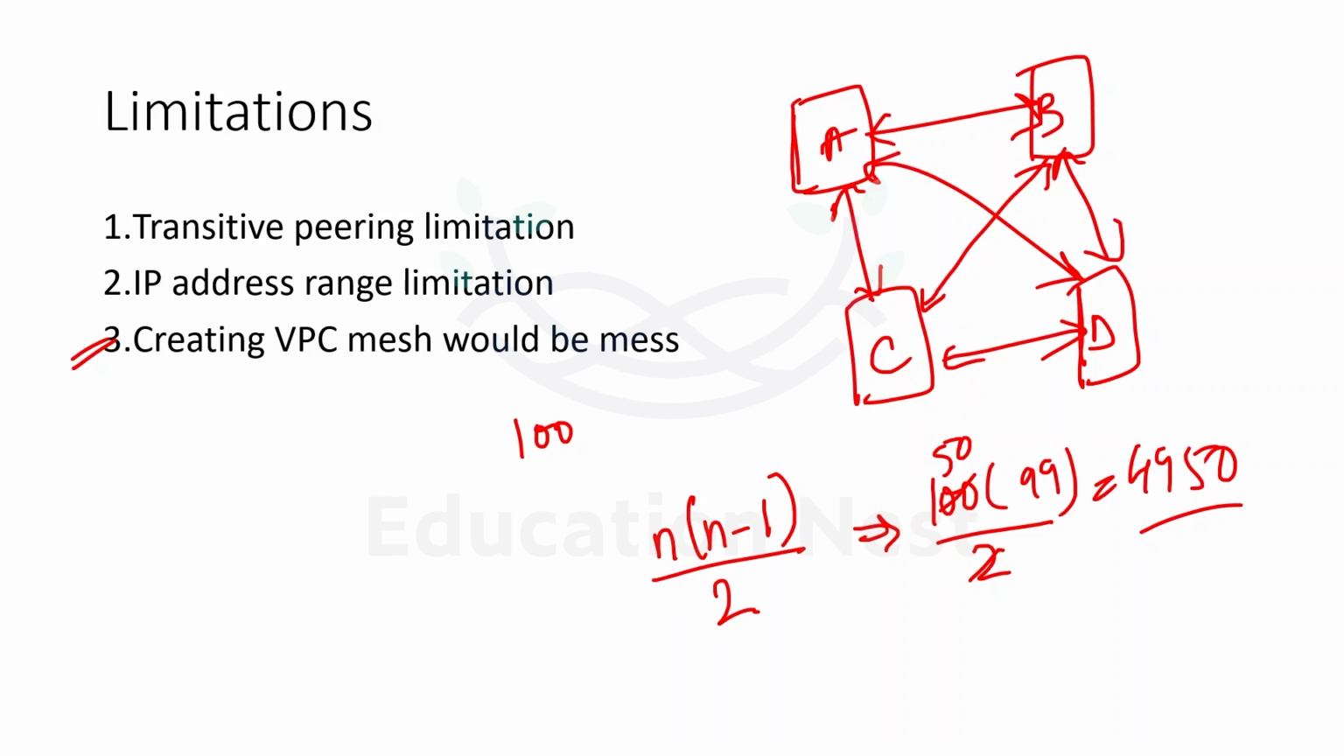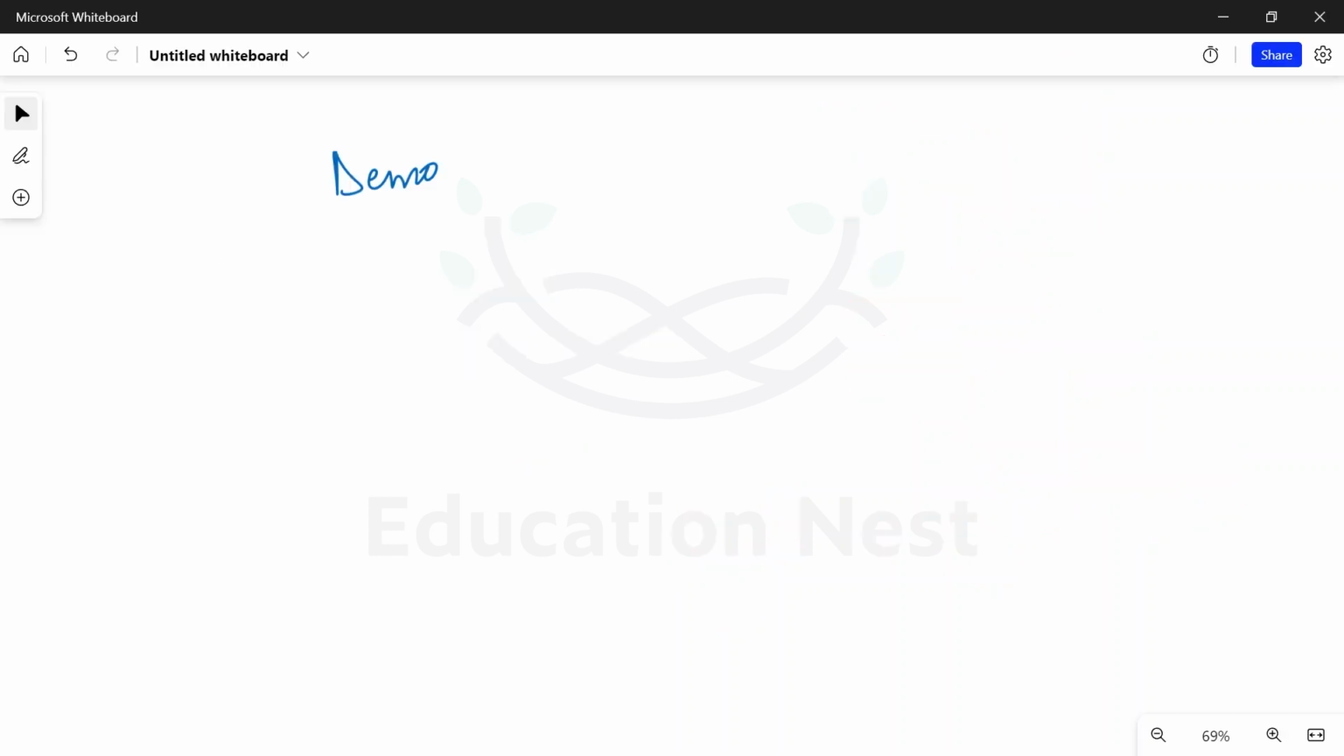So this is a very challenging limitation that we have for VPC peering. Before we go to the solution of this challenge, we will be going to the portal and understanding how we can create the VPC endpoints as well as this peering connection. So let's go to the portal and understand it.